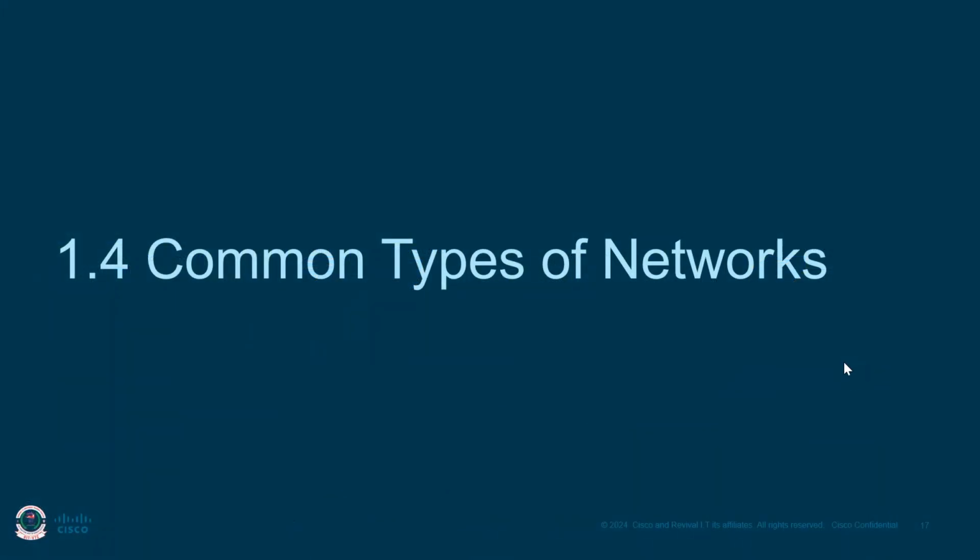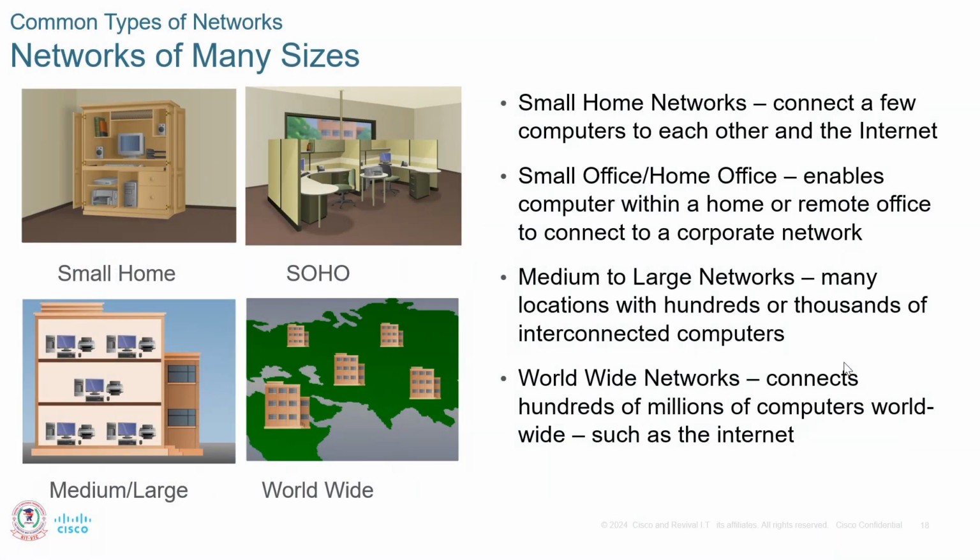So, common types of networks. We have a network of small size. If you see from the picture, a small home network. This is solo, just like, how can I say, a cyber cafe. A small home network connects a few computers to each other and the internet. A small office or home office enables computers within a home or remote office to connect to the corporate network.